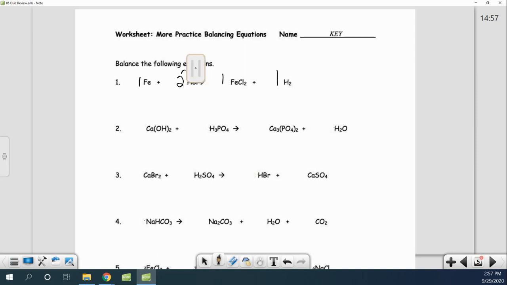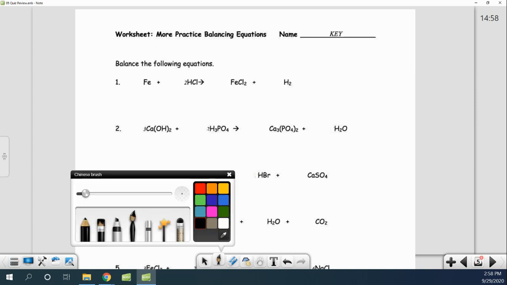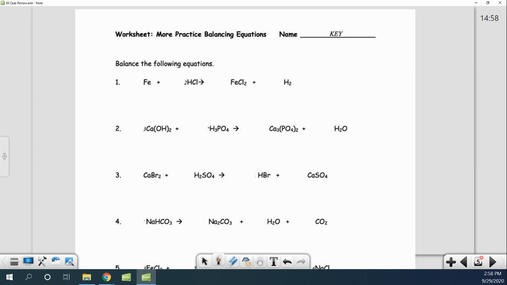Everything should be balanced. So I want to double check. This side has 1 iron, 2 H's, 2 chlorines. The other side has 1 iron, 2 chlorines, and 2 hydrogens. As long as these numbers are all the same, you have balanced it successfully. So good job. All you need is the 2. Oh, whoops. This was an answer key, so it's already got all the answers written on it. And that's not what I want. I want to figure them out.